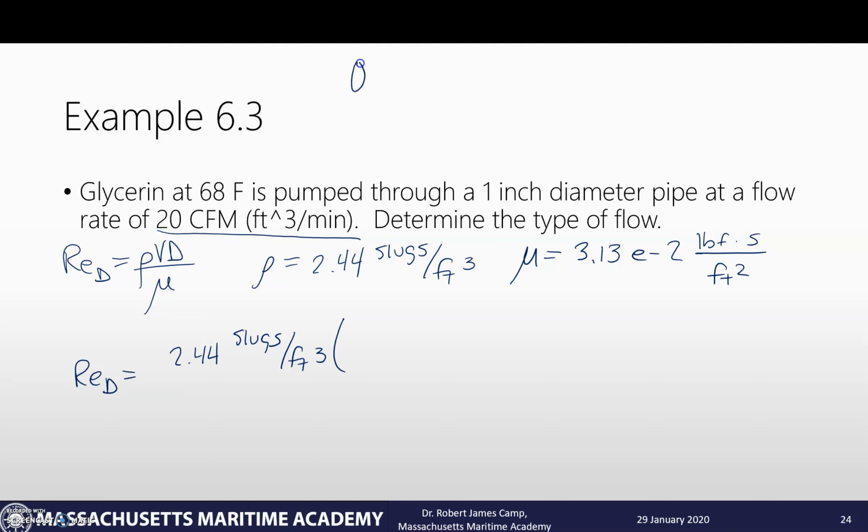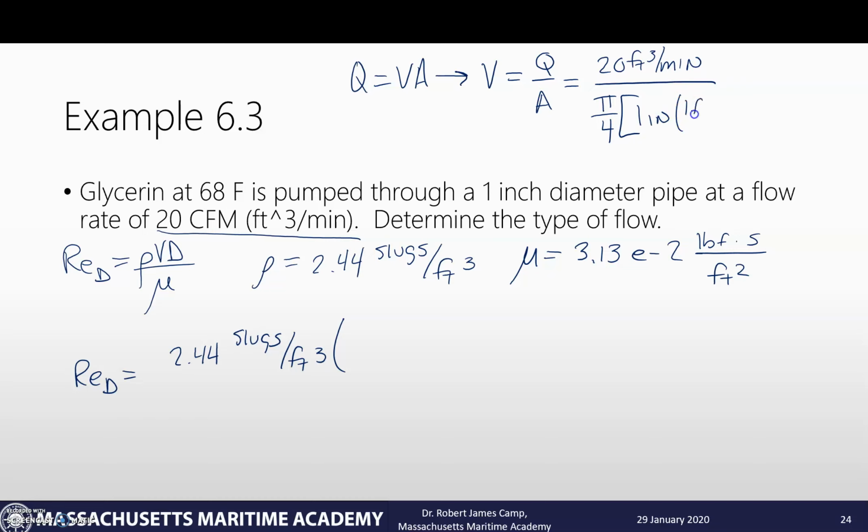We do know that flow rate is V times A. So to find velocity, we take the flow rate, divide it by the area. So our flow rate is 20 cubic feet a minute. So we're going to divide that by the area. Now we want this to work out to be feet per second, which is our typical unit. So we have a 1-inch diameter pipe, so pi over 4 times 1 inch. Problem is we need that in feet, so we've got 1 foot is 12 inches.